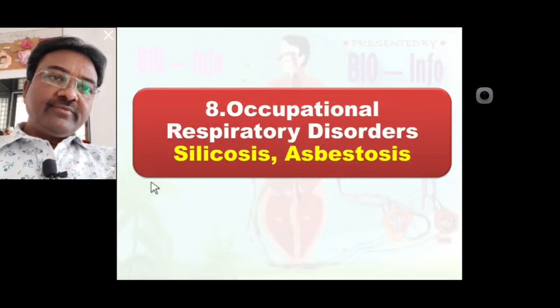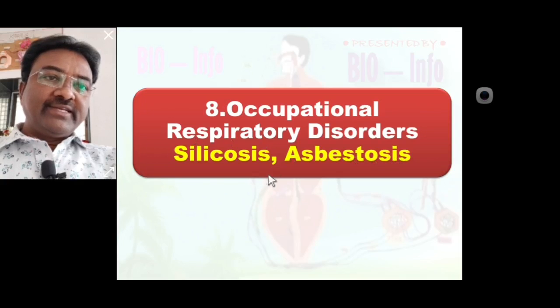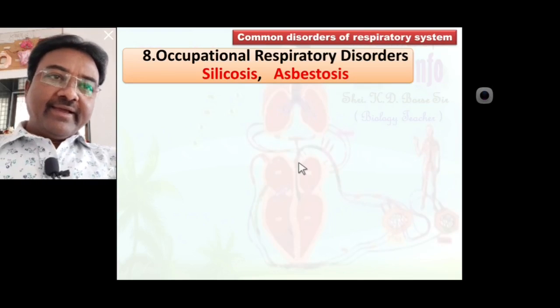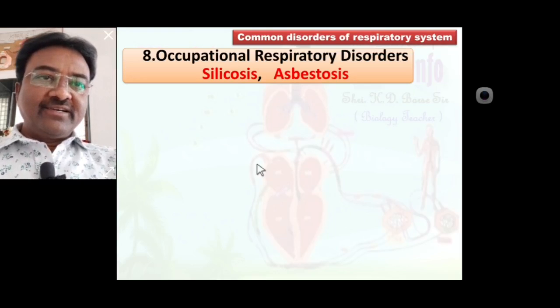Now, the last one is occupational respiratory disorders, like silicosis and asbestosis. Silicosis and asbestosis are occupational respiratory disorders. We will discuss in detail how silicosis and asbestosis occur in the respiratory system, and how they are occupational respiratory disorders.